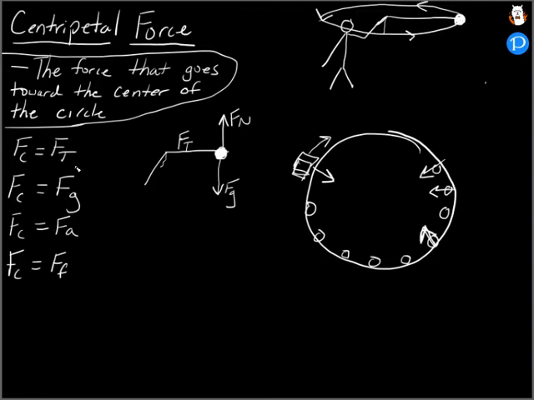So again, the main thing here is that centripetal force could be a lot of different things. It's whatever force is pushing or pulling that thing towards the center of that circle. So that's the main thing to keep in mind. Centripetal force could be a lot of different forces. It just depends on the situation. In this situation, the force of tension on the string is what's providing the centripetal force.